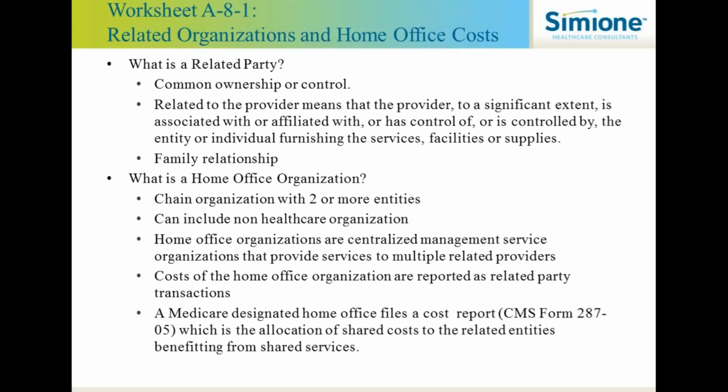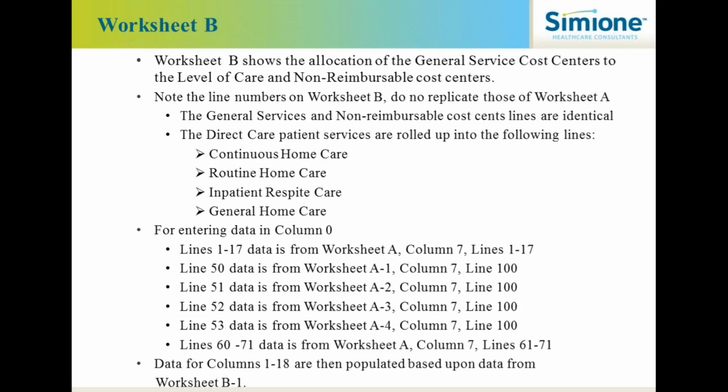So now let's go to slide 64 and let's talk about worksheet B and worksheet B-1, which is the allocation of the costs and the statistical basis of the costs. Worksheet B shows the allocation of the general service cost centers to the level of care and non-reimbursable cost centers. Just note that the line numbers on worksheet B do not replicate those of worksheet A. The general service cost centers and non-reimbursable cost center lines are identical. The direct patient care services are all rolled up into four lines. So you'll have a line for continuous, routine, respite, and GIP.